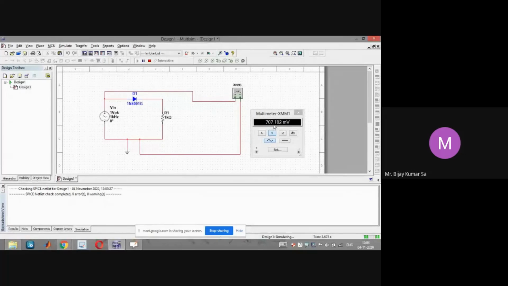So it is showing me 707 millivolt. The AC voltage, it is showing 707 millivolt. Why so? RMS AC voltage. Hmm. RMS AC voltage.